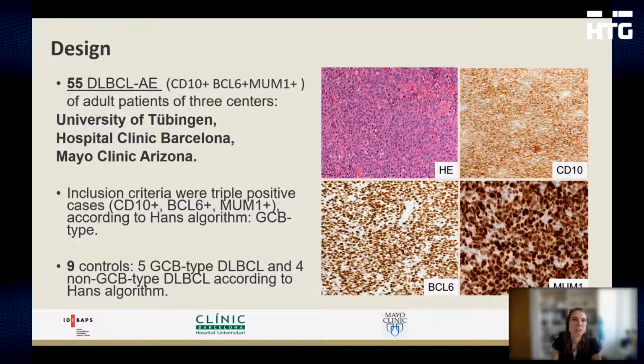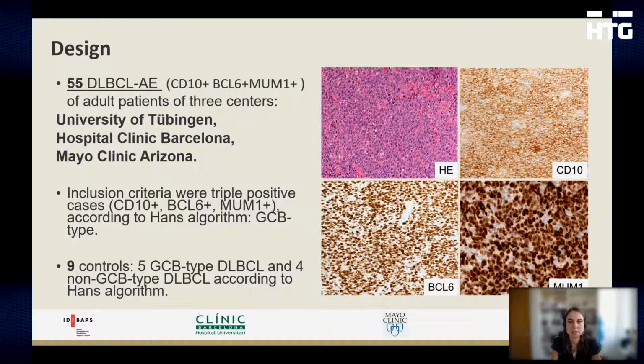We included 55 cases of diffuse large B-cell lymphomas, all of them CD10, BCL6, and MUM1 positive, out of 3 centers: Tübingen, Barcelona, and Arizona. All of the patients were adult patients. The inclusion criteria were the triple positive phenotype, and according to Hans' algorithm, all of these cases would have been classified, or are classified, as GCB type.